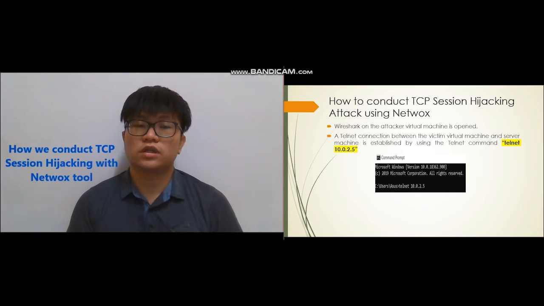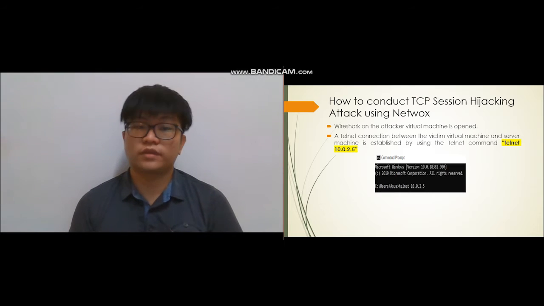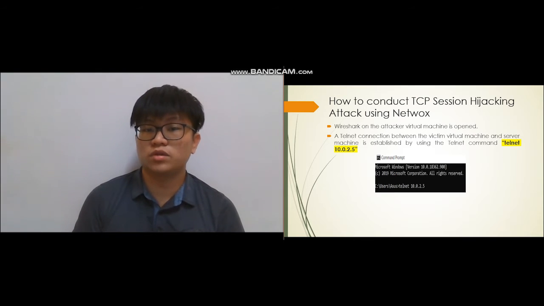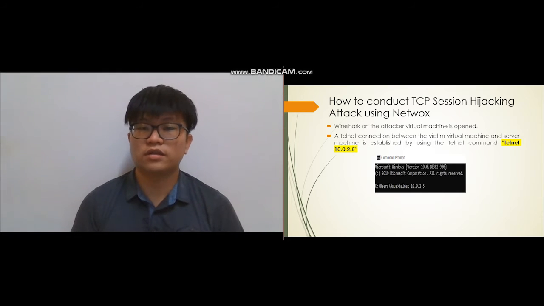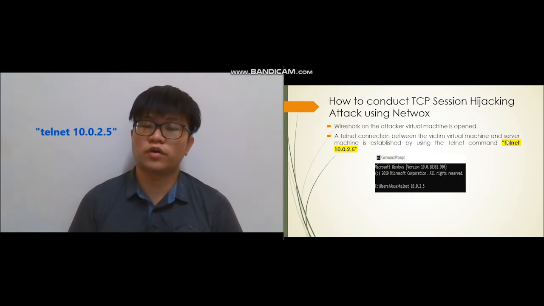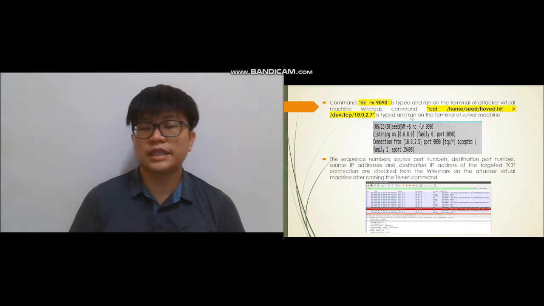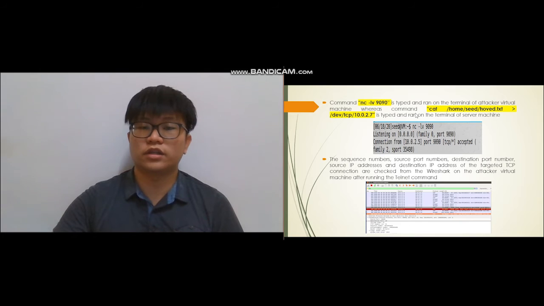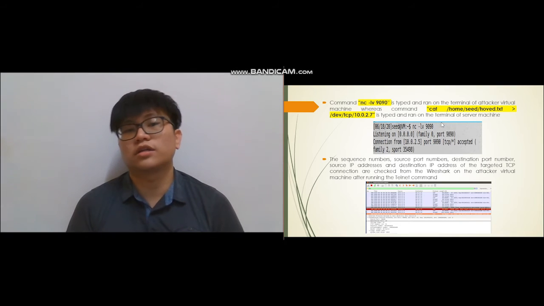So how do we conduct TCP session hijacking with Netwox tools? First and foremost, Wireshark on the attacker virtual machine is opened. Then a telnet connection between the victim machine and the server machine is established by using the command telnet 10.0.2.5. Then the command nc is typed and run on the terminal of the attacker virtual machine to set up a TCP server listening on port 9090, whereas the command cat is typed and run on the terminal of the server machine to reply to a connection request to the attacker machine.